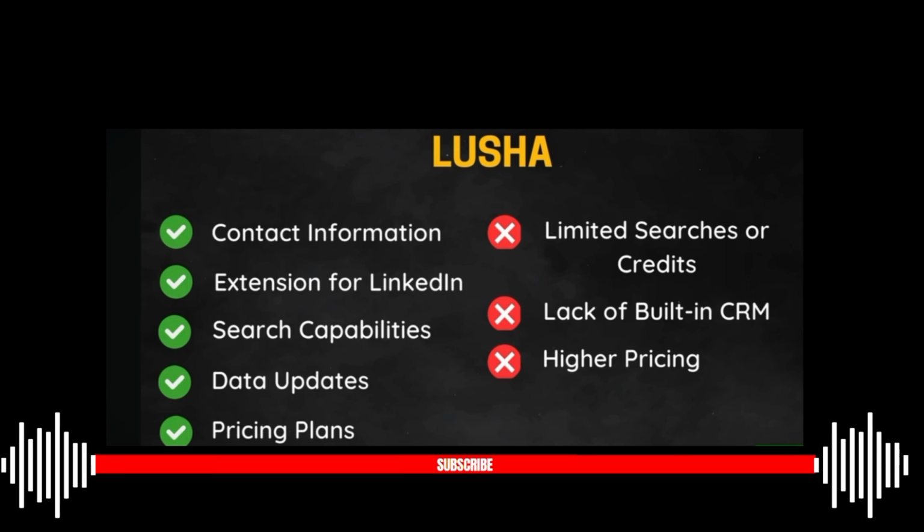If you want a comprehensive CRM with advanced search and email tracking, Apollo might be your best choice. But if you prioritize high-quality contact data and easy LinkedIn integration, Lusha could be the better choice. That's it.